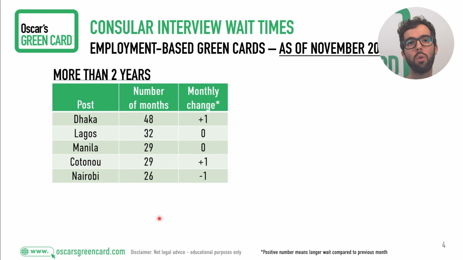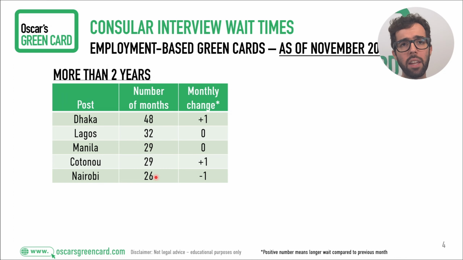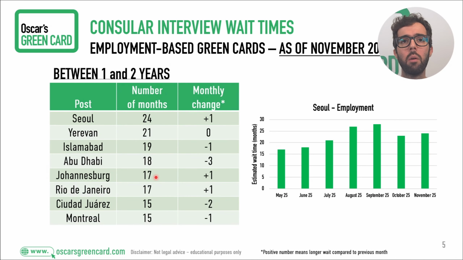So let's start with those posts with more than 2 years of wait time. We have Dhaka, 48 months, adding one more month compared to the previous report. We have Lagos, 32 months, remains the same. We have Manila, 29 months, Cotonou, also 29, and Nairobi, 26. Between 1 and 2 years, we have Seoul with 24 months, adding one more month.